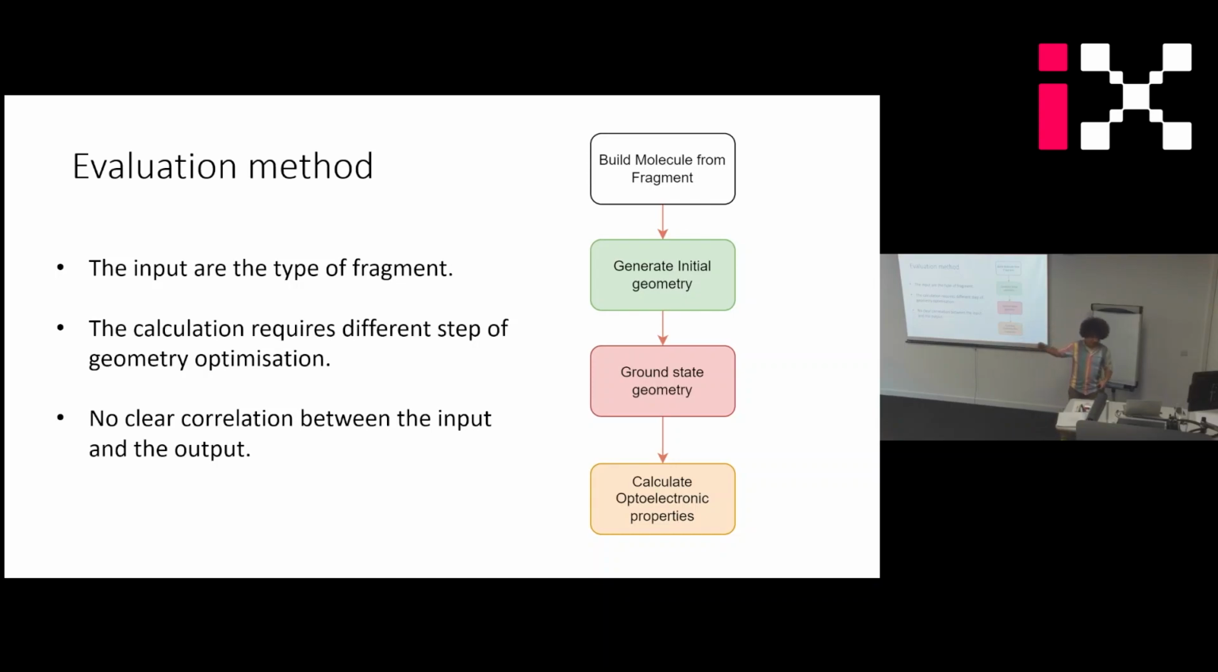So basically, just to show you the different steps to get from input to output, there's no clear correlation between which fragment you use at the beginning and the property that you get. Even if you just change one fragment within the molecule, it can alter its geometry a lot, and that would give you a very different property at the end. Also, predicting that geometry is quite hard, and this step takes quite a chunk of time, so you don't want to do that.